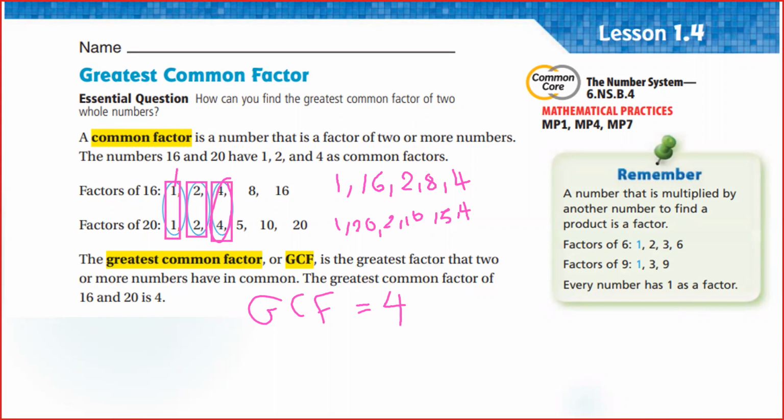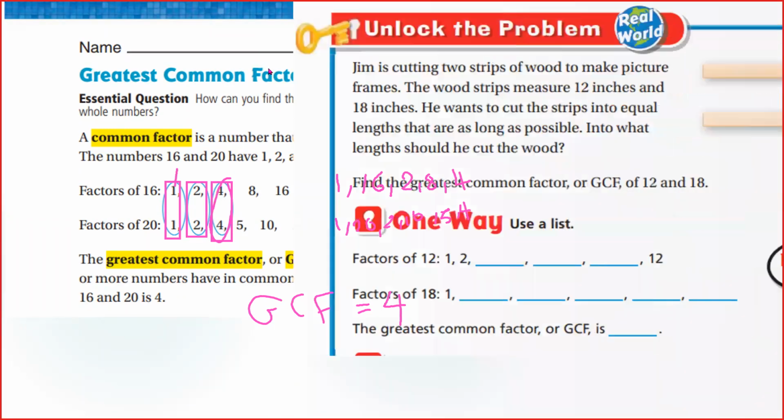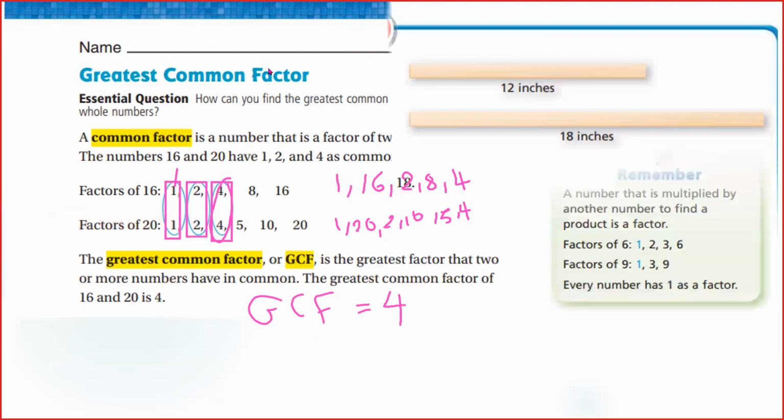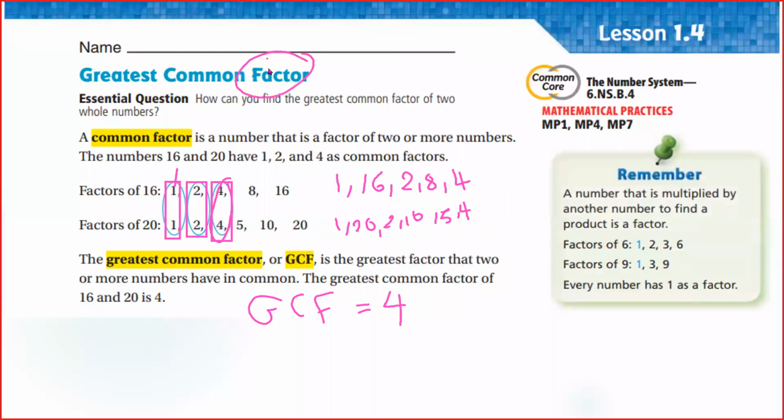Yes, but that's what I said. You have to write the factors, as we said before. Then after that, take the common of them, then take the greatest one, as we said before. Now, do you have any question? No. Okay.